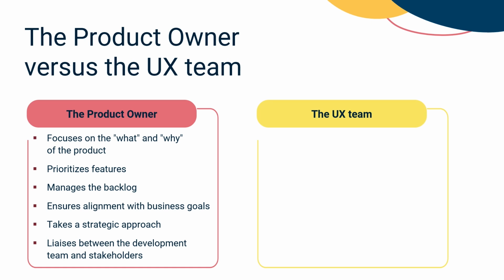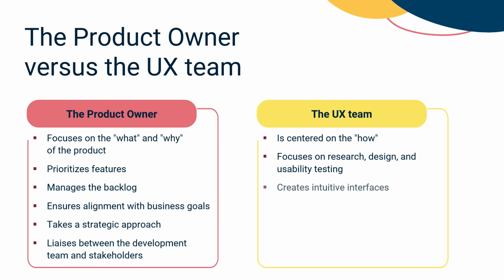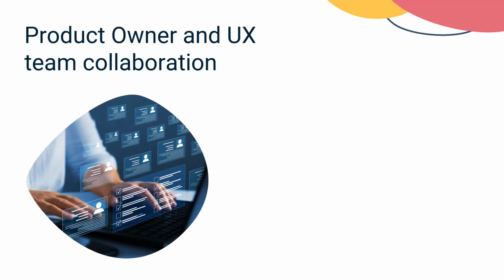The UX team, on the other hand, is centered on the how. Through research, design, and usability testing, they ensure the product meets user needs. Their work centers around creating intuitive interfaces and seamless user journeys. They continually advocate for the end-user experience in every design decision. Collaboration between the product owner and UX team is essential for delivering a product that balances business value with user satisfaction. So, how do the product owner and UX team work together? Let's explore some key activities.